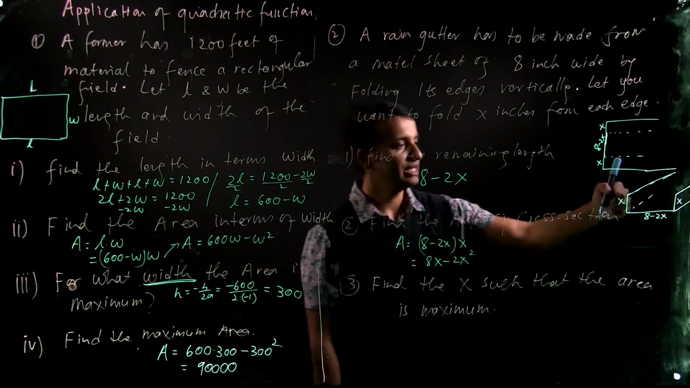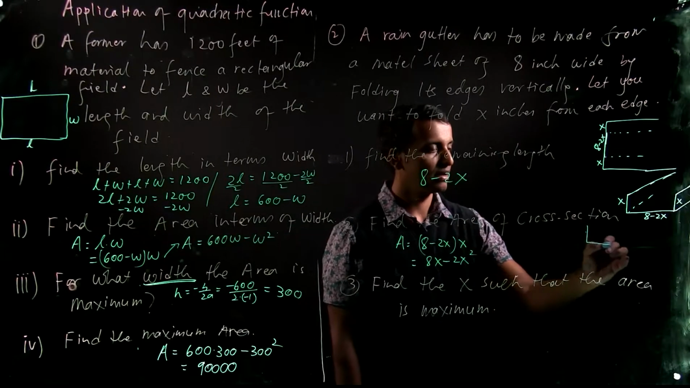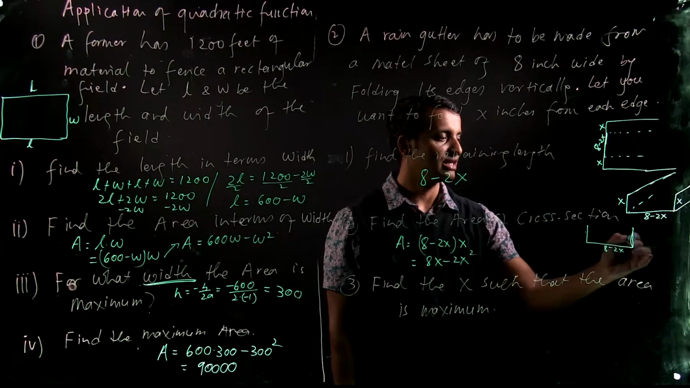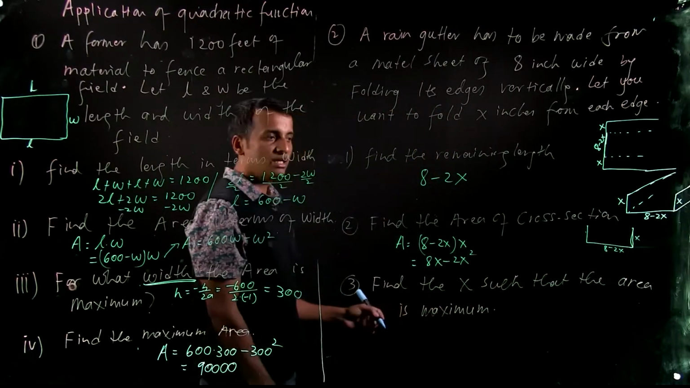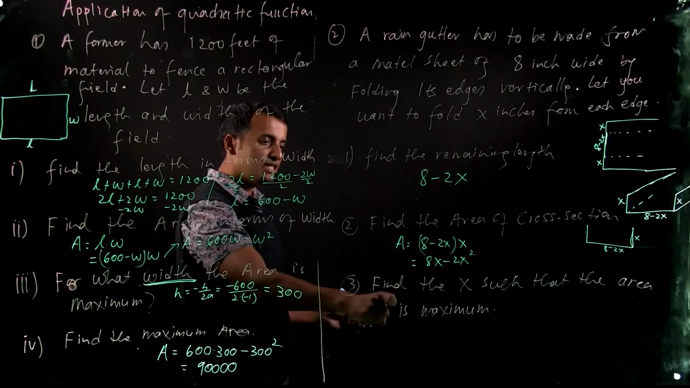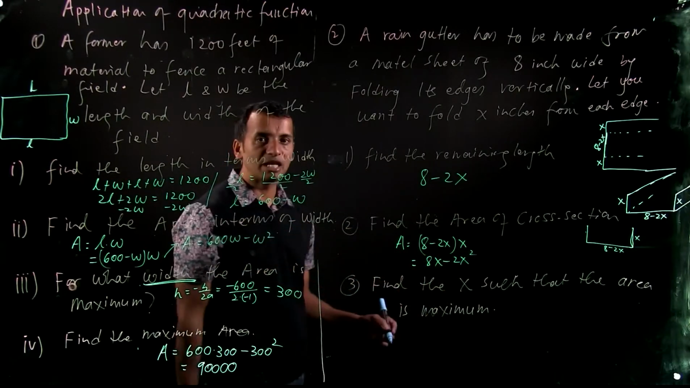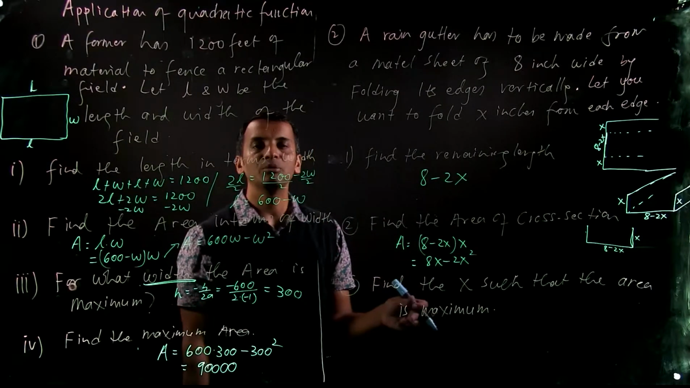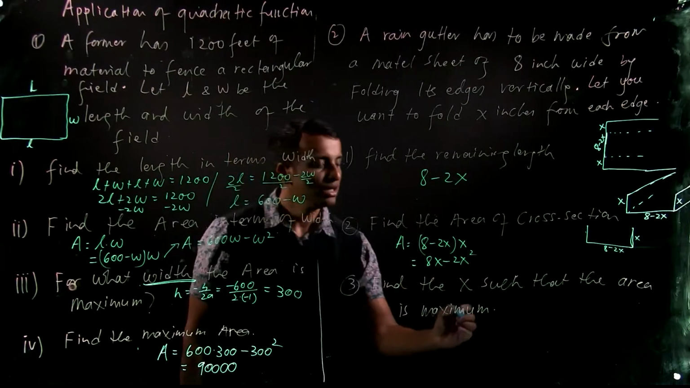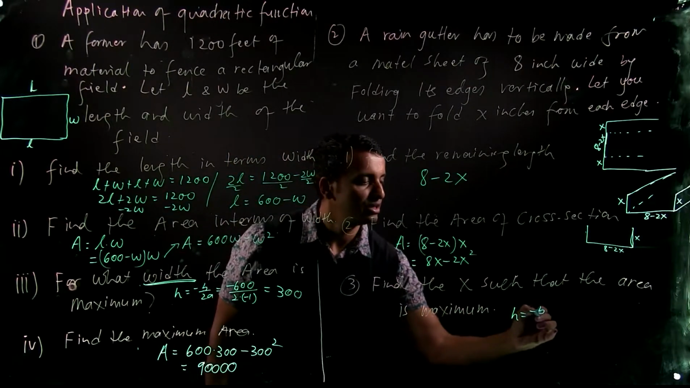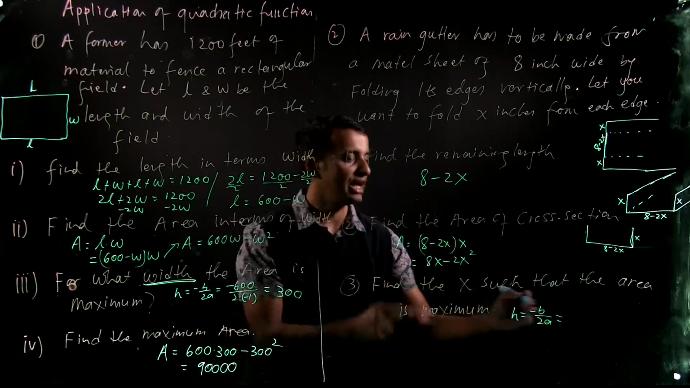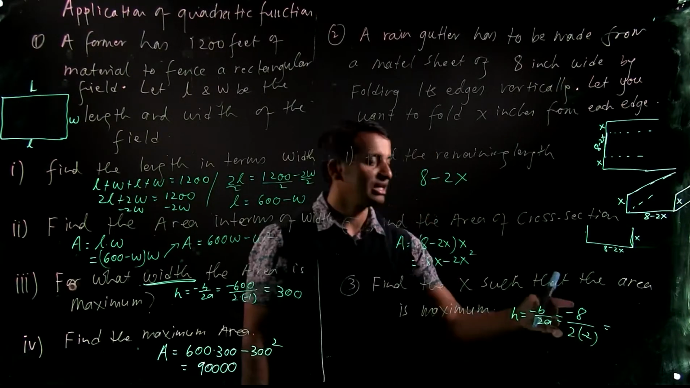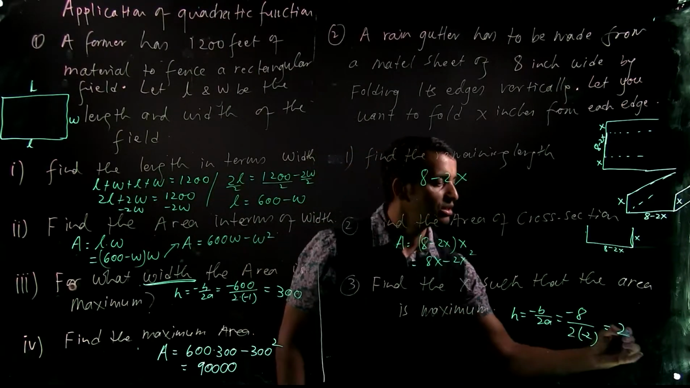The cross section is this part that has a shape like this, with 8 minus 2x and then x. The area of the rectangular shape is 8 minus 2x times x. The last question is find the x such that the area is maximum. You need to find x where A is maximum. Again, you want to find the vertex. For the vertex, h is negative b over 2a. b is 8, so it's negative 8 over 2 times negative 2, which is negative 8 over negative 4. That's just 2.